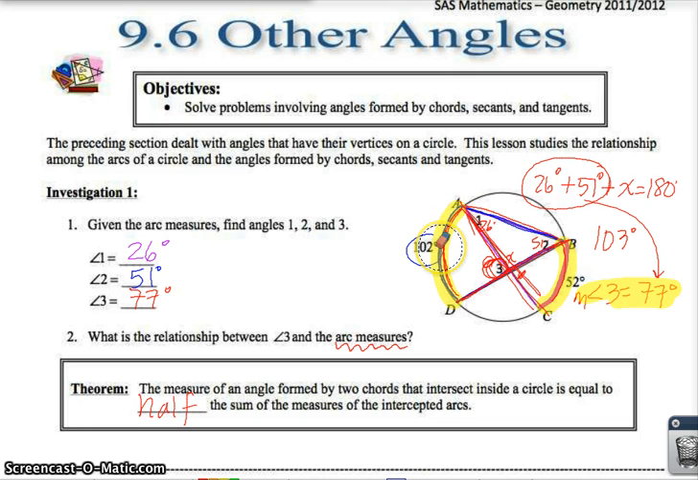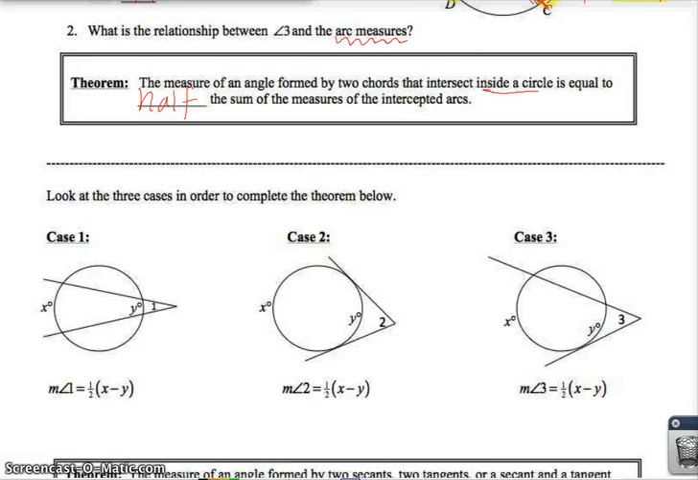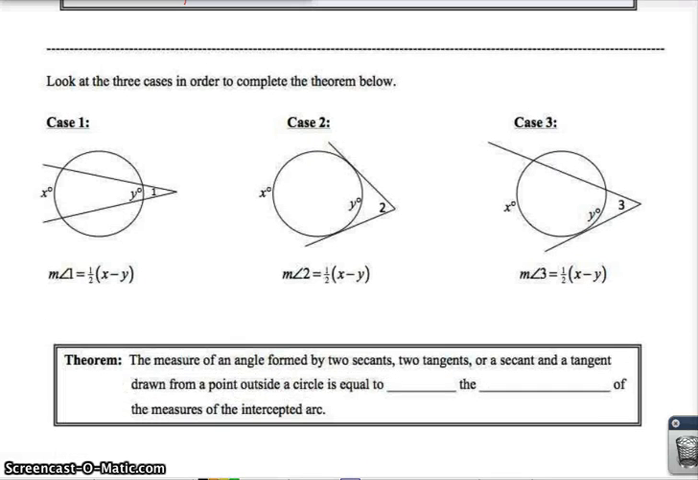So here are my intercepted arcs, right? 102 degrees, 52 degrees. They create chords. If I connect those arcs where they're intercepted, here's the angle inside the circle. So it's half the sum of the measures of the intercepted arcs. Okay, now down below, instead of discovering, I'm pretty much just telling you what the theorem is here.